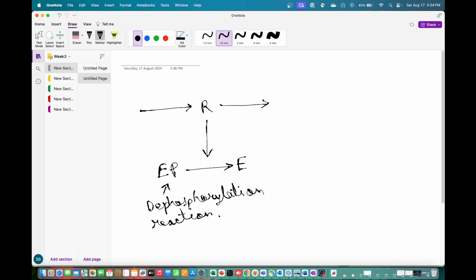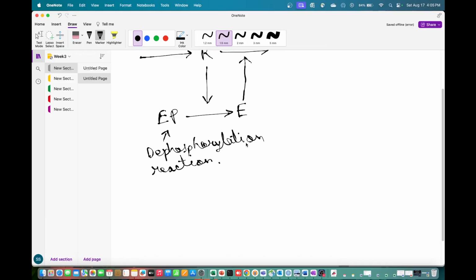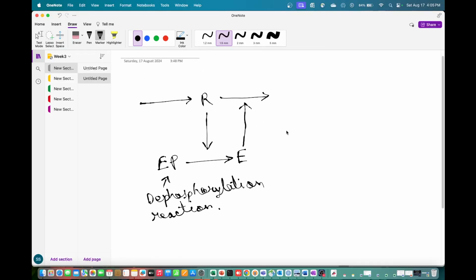Okay, so now EP is getting converted to E because of R. Now E is positively regulating the degradation of R. So this is what brings about the mutual repression network. Now let's try to write the ODEs related to this. So dR/dt will be one ODE, and the other ODE is dE/dt. These two are the main components of this network, and we want to check the characteristic behavior of these two.